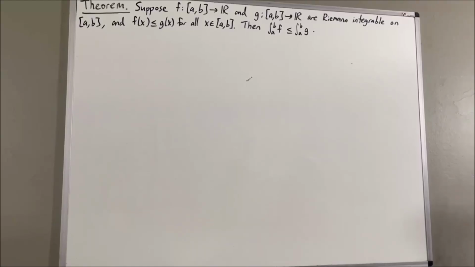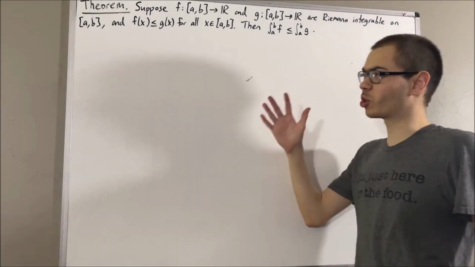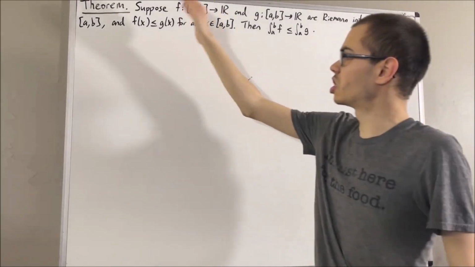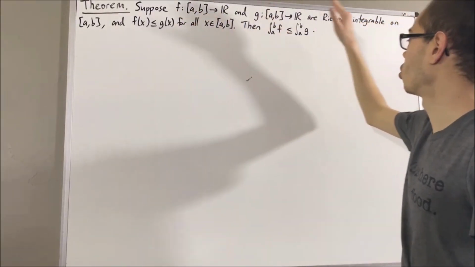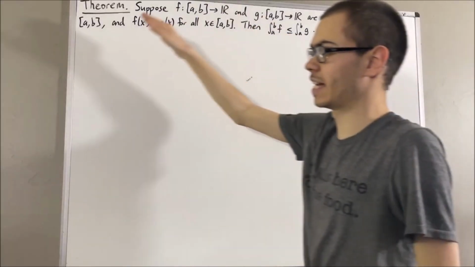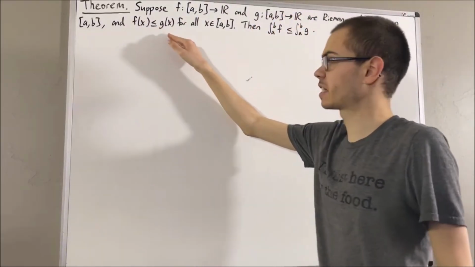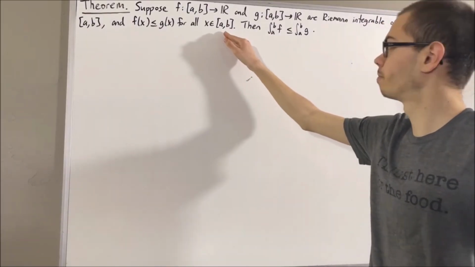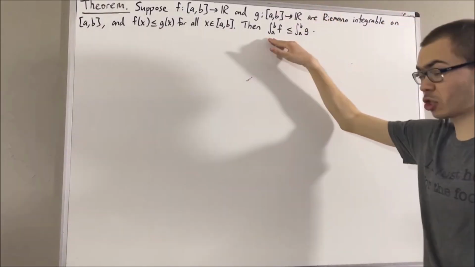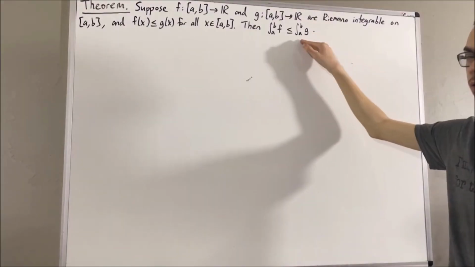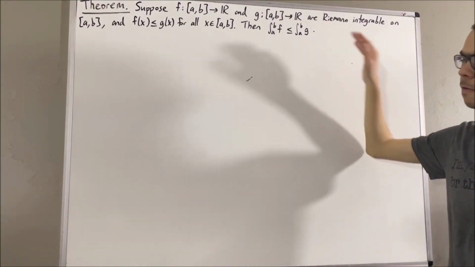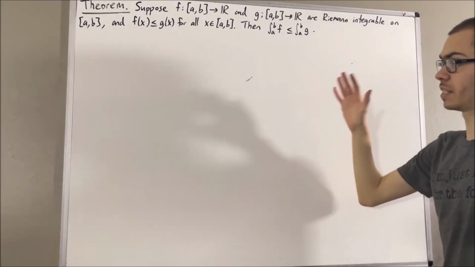Hello! In this video, we are going to prove the following theorem. Suppose f and g are Riemann integrable functions on [a, b]. And suppose f(x) is less than or equal to g(x) for all x in [a, b]. Then the integral of f is less than or equal to the integral of g. Now, let's first remind ourselves of some things.